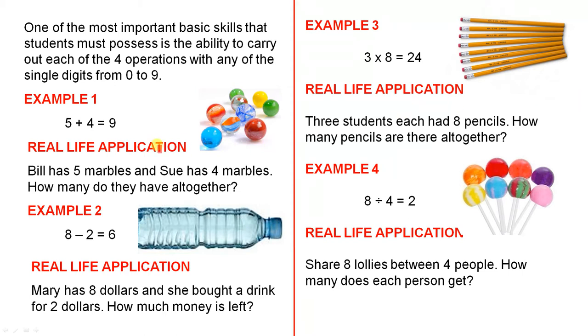Example 1, 5 plus 4 equals 9. Here is a real-life application, that is an example that can be used in real life. Bill has 5 marbles and Sue has 4 marbles. How many do they have altogether?